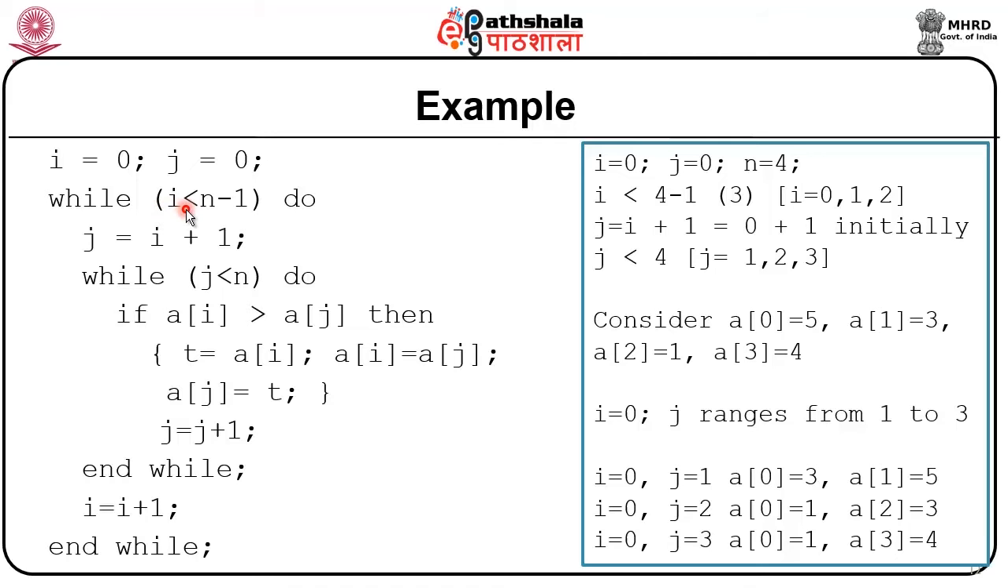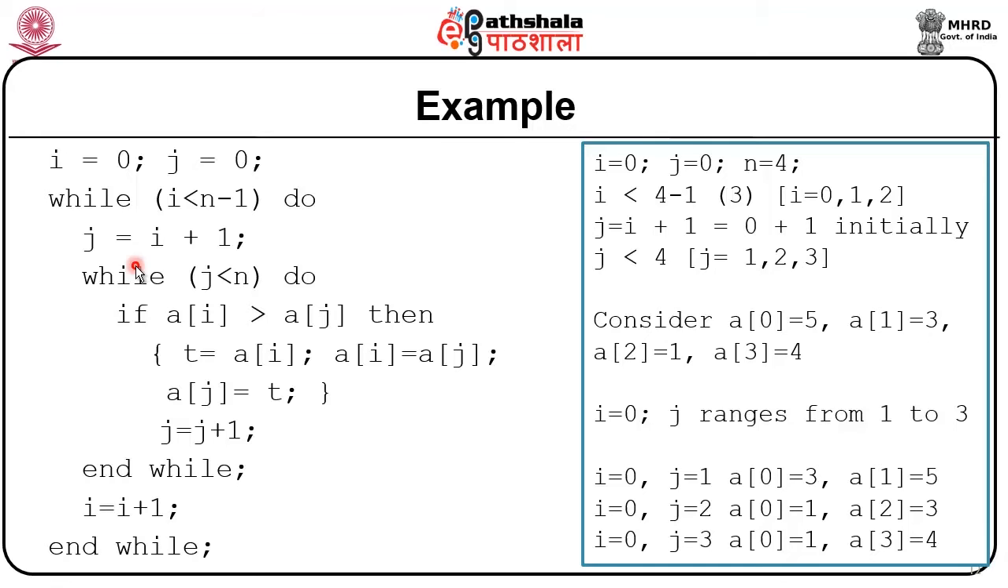When the value of i is 0 initially, the j loop will be incremented by 1. So, the value of j equal to 1, the initial value of i equal to 0. When i equal to 0, j ranges from 1 to 3. Now, we are entering into the if statement: if a of i greater than a of j, which means if the value a of 0 is greater than a of 1.